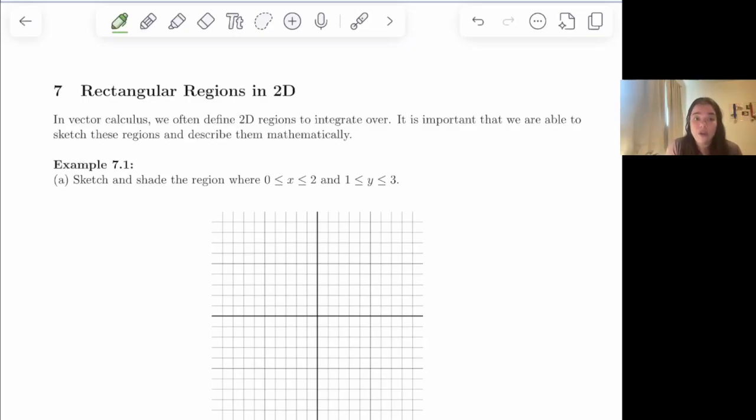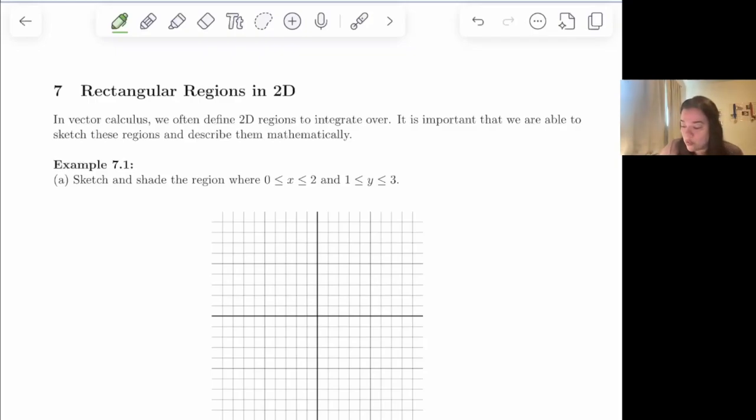Now, a skill involved in double integration is sketching and slicing certain regions. So sketching and slicing should be a familiar concept to you from your integral calculus course. Remember when you found volumes and areas, you had to sketch and slice shapes? That's what we're learning how to do again, just in a little bit different context. So in vector calculus, we often define 2D regions to integrate over. It's important that we're able to sketch these regions and describe them mathematically.